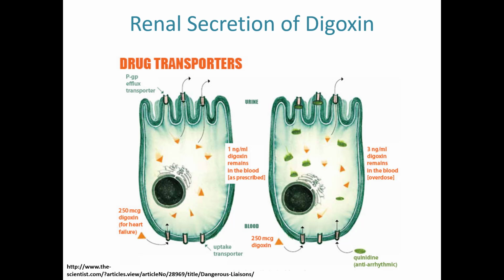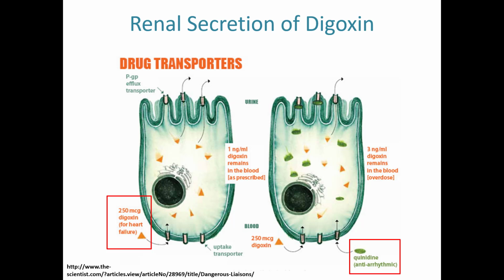Digoxin is taken up into the renal epithelial cells by uptake transporters and secreted into the tubular fluid by efflux transporters such as P-glycoprotein. When given alone, a portion will remain in the blood at a therapeutic concentration. However, if the antiarrhythmic drug quinidine is given at the same time, it will compete with digoxin for the uptake transporter. Competition inhibits digoxin secretion and a large amount will remain in the blood. Digoxin has a narrow therapeutic index, so this increases the amount that remains in the blood and may cause toxicity.